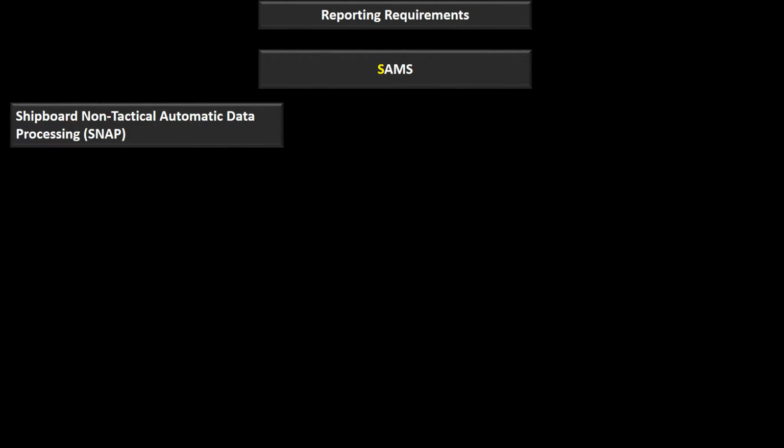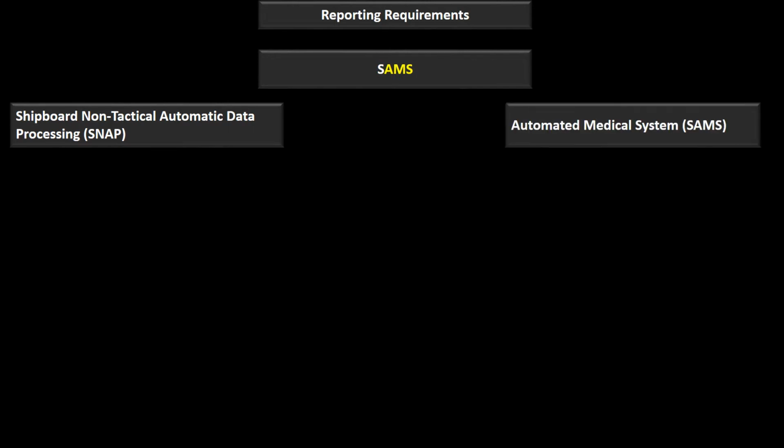Next, we're going to talk about SAMS, okay? And SAMS is an acronym within an acronym. So the S in SAMS, well, that stands for SNAP, right? And SNAP is the acronym that's within the acronym. So SNAP stands for Shipboard Non-Tactical Automatic Data Processing. And the AMS stands for the Automated Medical System, okay? So SAMS, two acronyms, right? The S is the Shipboard Non-Tactical Automatic Data Processing, or SNAP, and the AMS, the Automated Medical System.